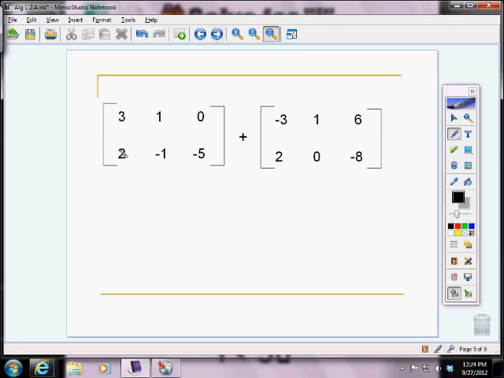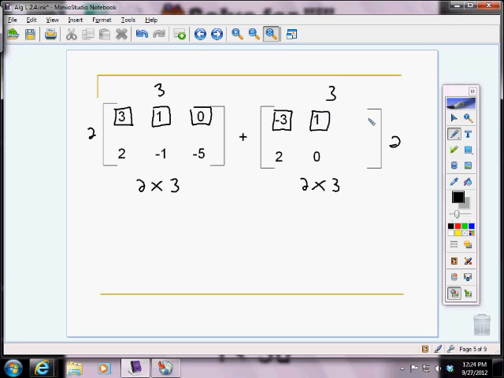If we look at this example, we have a 2 by 3 matrix, and we have a 2 by 3 matrix. If, just as an example, that column wasn't there, what we're going to do when we add these is we add the corresponding entries. So we're going to add 3 to -3. We're going to add 1 to 1. We're going to add 0 to, there's nothing there. That's why they have to have the same number of rows and same number of columns. It's okay if they don't, but you're just not allowed to add or subtract them if they don't.